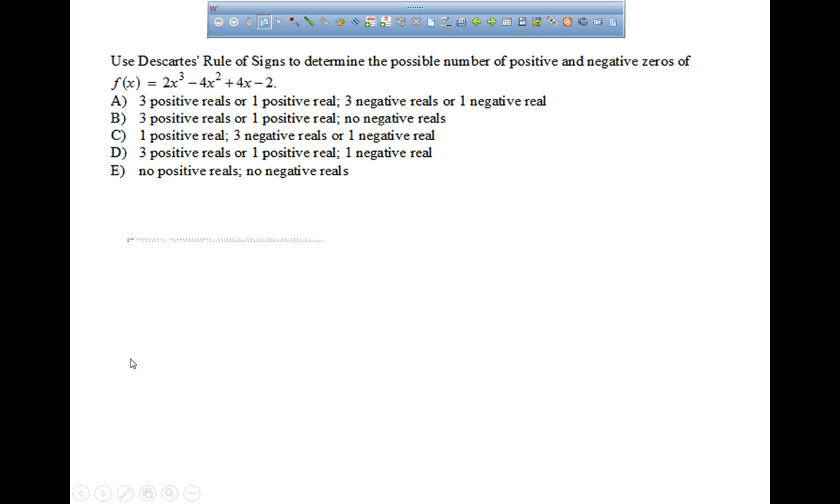Use Descartes to determine the number of positive roots. You want to try that one? Can I help you? You try. Tell me what the answer is. A, B, C, or D.